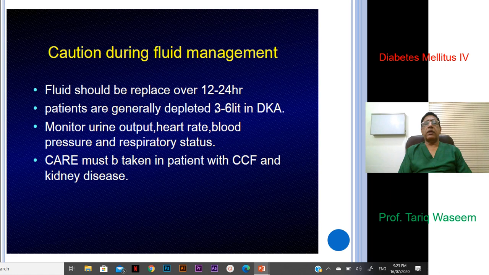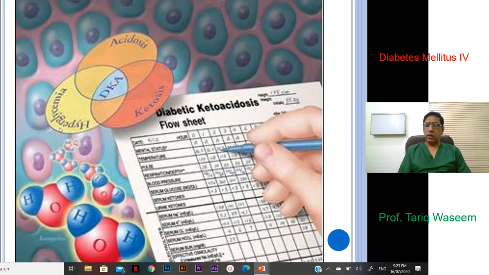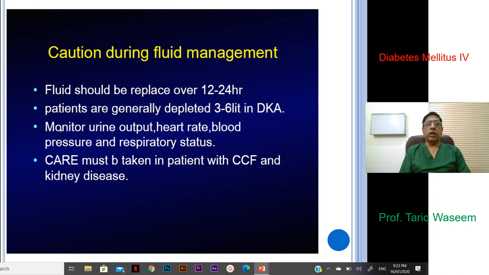Usually the patient has a deficit of around 3 to 6 liters in diabetic ketoacidosis, and this fluid replacement should be closely watched for urine output, heart rate, blood pressure and respiratory status. Care must be taken in patients who already have heart failure or kidney disease, who may not excrete this fluid.